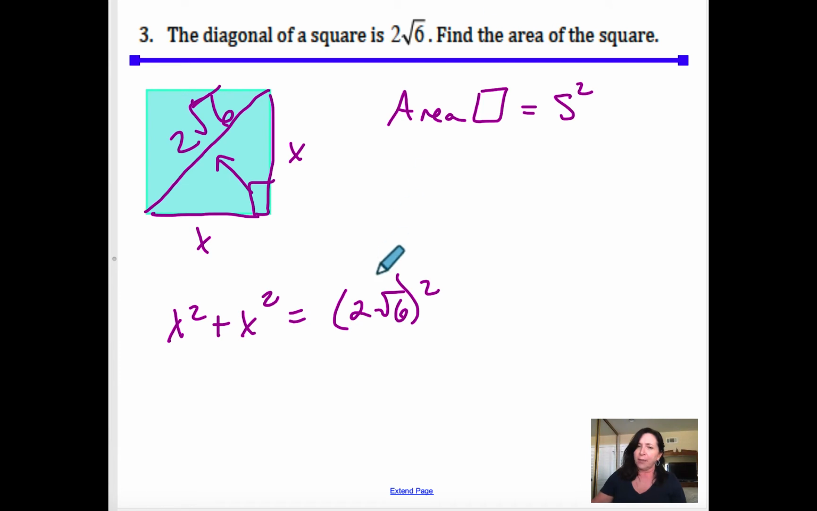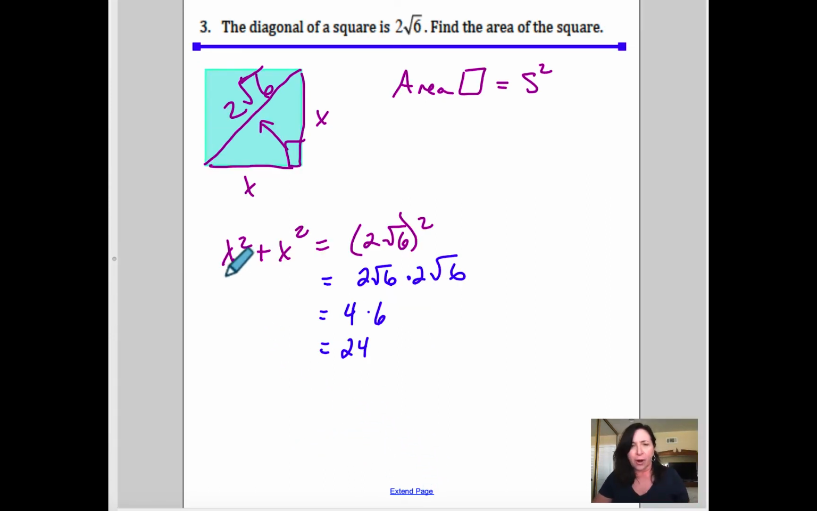When you square a hypotenuse, that's actually 2√6 times 2√6. And remember, numbers get multiplied with numbers. So that's 2 times 2, which is 4. √6 times √6, which is √36, which is 6. So 4 times 6, that's 24. So on the right side, so far I've got 24.